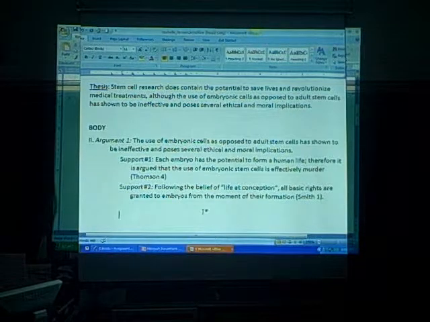So if I look at support 1, notice there's a sentence there, but there's also a parenthetical citation. So this sentence contributes to her argument, plus she's already cited one of her sources in the outline. So this will contribute very easily to what she does in the research paper. Notice there's also a direct quote in support number 2. It says, "Following the belief of life at conception, all basic rights are granted to embryos from the moment of their formation." And that has a parenthetical citation as well.